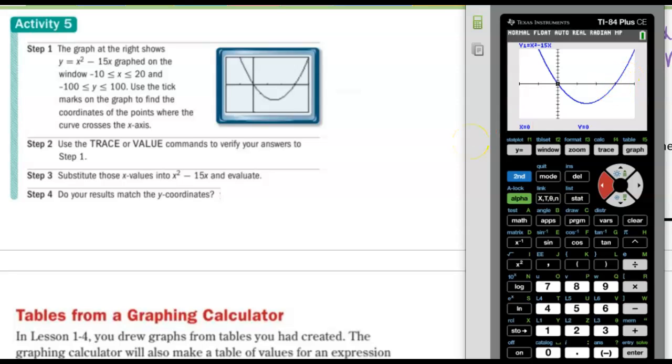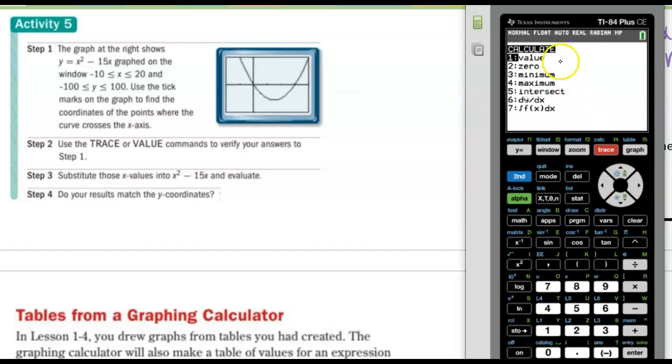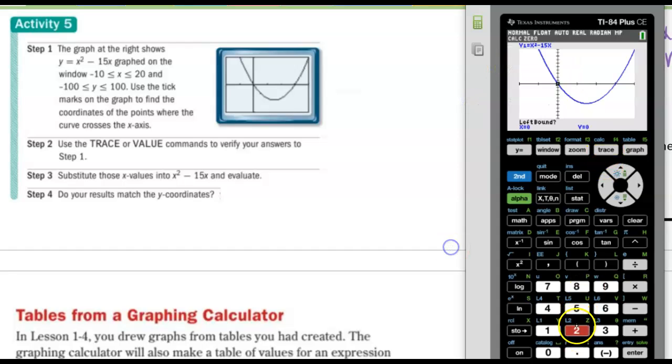So do they match my y coordinates? They sure do. Just to give you a hint of where we're going, this above trace right here, second trace, will have you calculate those zeros, which we're going to do a lot of too, where they have you scroll left of that 0, the x-axis. They have you scroll right of that 0, and then guess, and it will tell you your 0 is 0, 0.